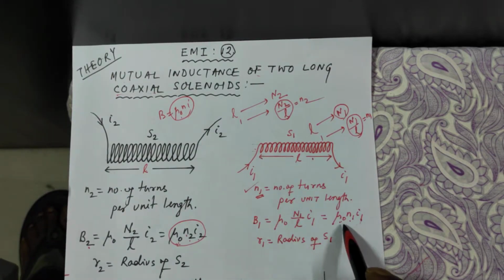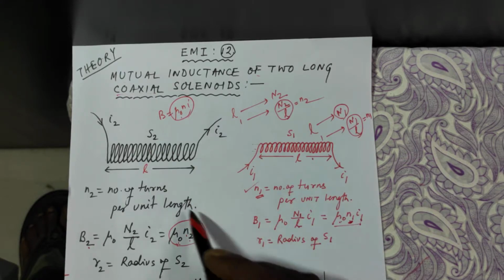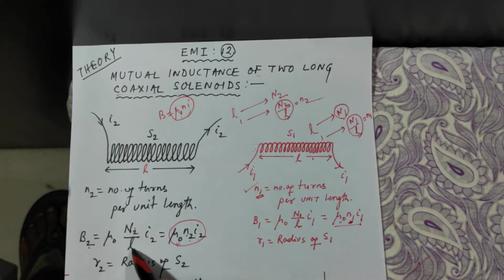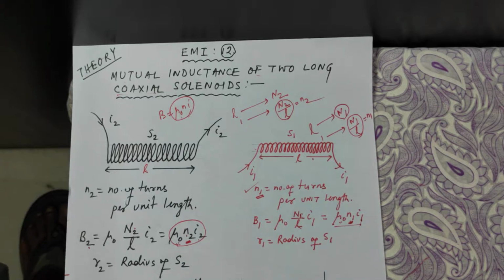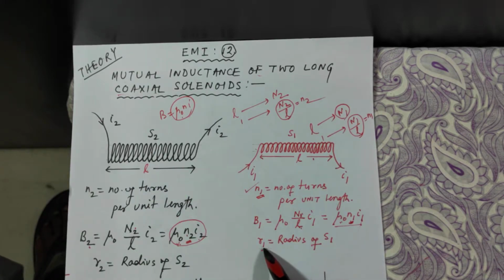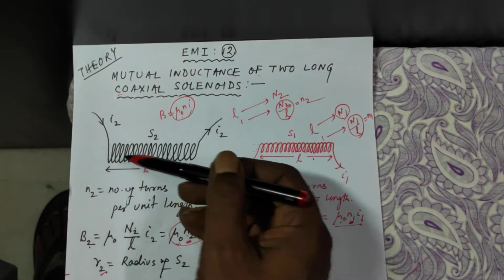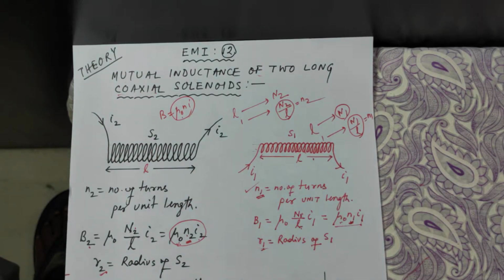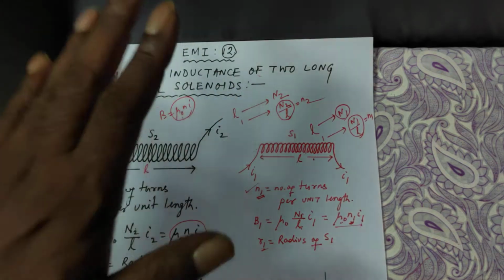At the center, this will be the magnetic field. This can be written in terms of the number of turns per unit length. For this one, that is small n2, and here the number of turns per unit length is small n1. Here the radius of the coil is R1. As you can see from the diagram, R1 is slightly less than R2, so you can put this red solenoid S1 into S2. This can go inside it, right? So this is the explanation.